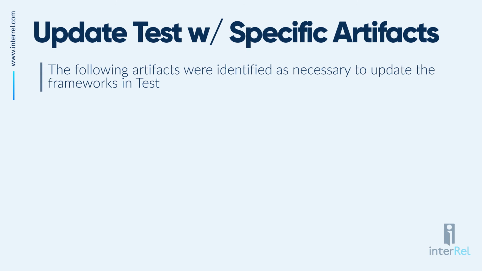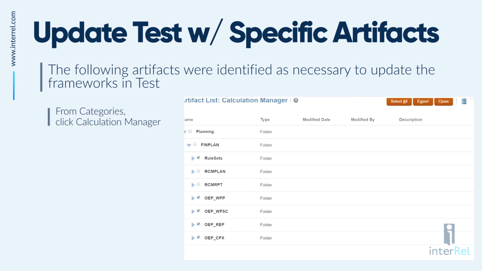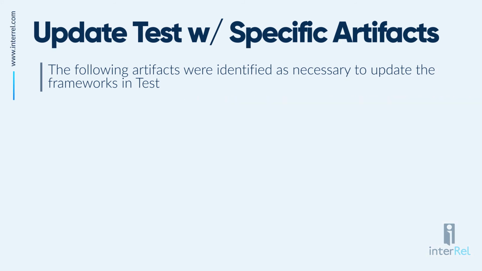To export these artifacts, from the Navigator menu, select Migration. Now, from the Categories tab, select Calculation Manager. This will open a window with the artifact list for Calculation Manager artifacts. Expand the folders and check the items for Rule Sets, OEP WFP, OEP WFSC, OEP REP, and OEP CPX. These are the workforce and capital artifacts in Calc Manager. Click Close. This takes you back to the Categories tab.